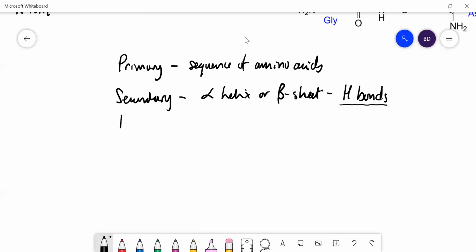The tertiary structure, right, now that is how regions of alpha helix or beta sheet are then arranged on a higher level, and that's held together by the ionic interactions, which we talked about between aspartic acid and lysine, and also by the disulphide bridges.